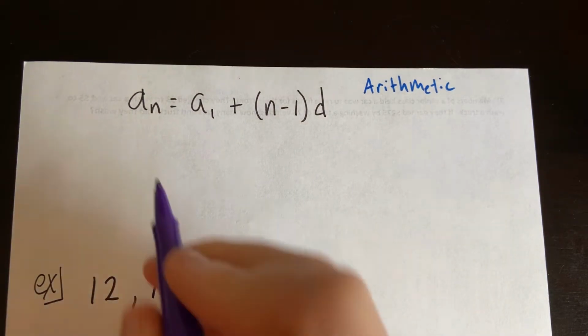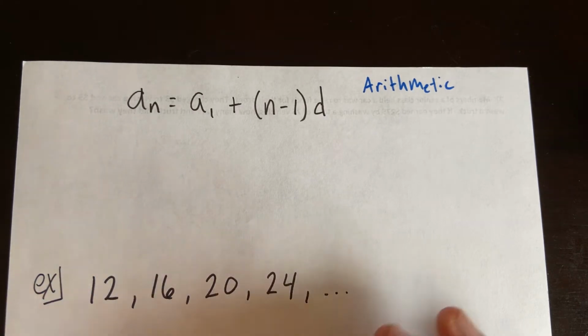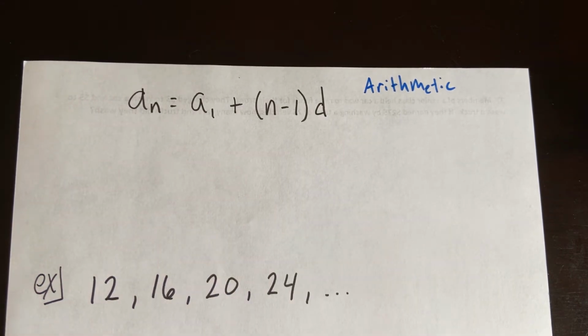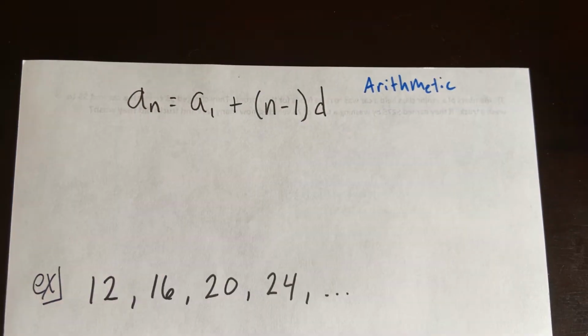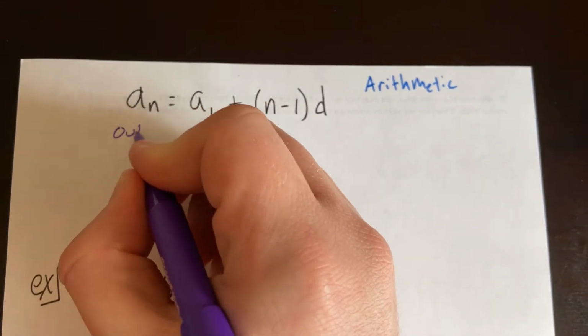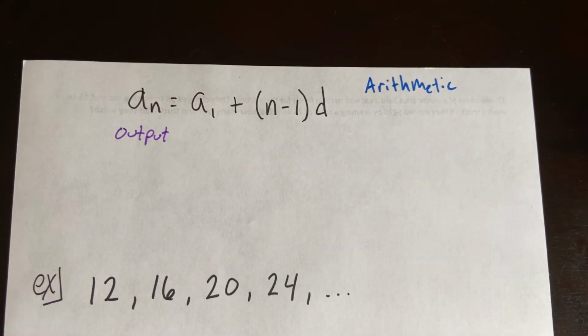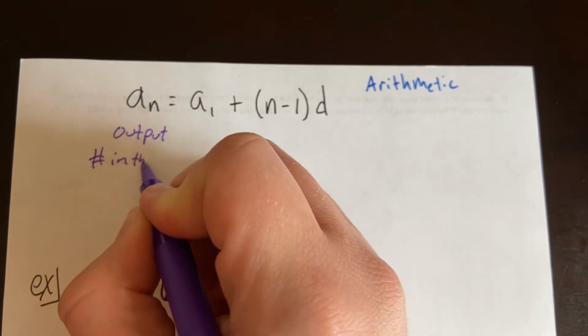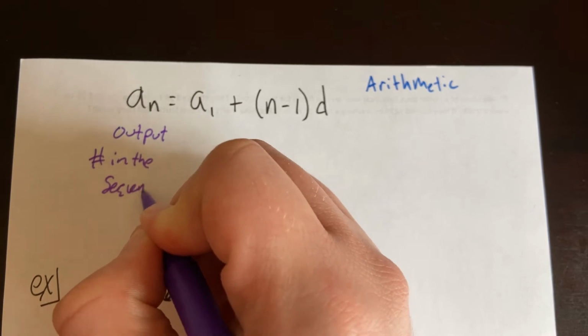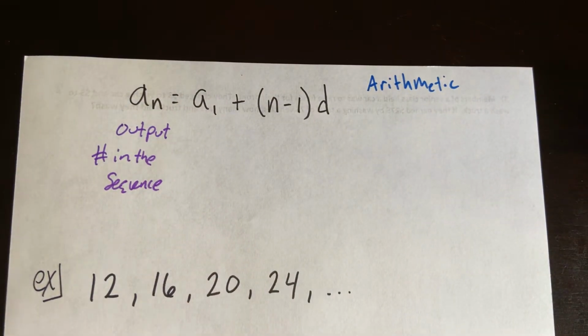So this a sub n, if we want to think about how this is closely related to a linear function, we talked about y equals mx plus b. This would be the y part of it. So this is referred to as an output. Remember output, when we put a number in, what comes out? But this is the actual number in the sequence. So when we see a pattern of numbers, these are the actual numbers that you see written out. So these a sub n's, it's a fancy way to say it, but it is just the number of the sequence there.